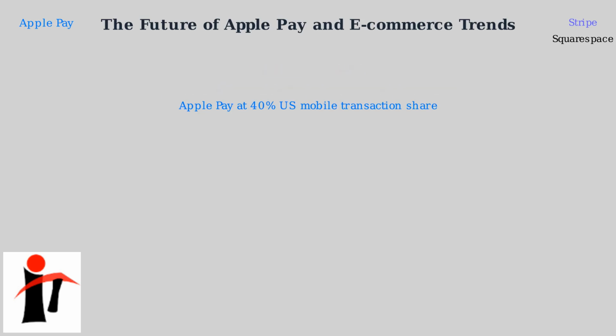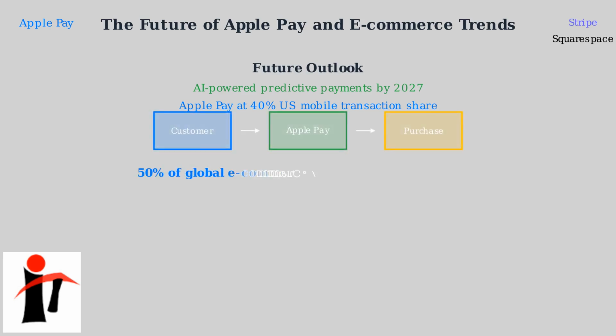Looking ahead, expect AI-powered predictive payments, where systems anticipate customer needs and suggest optimal payment methods. By 2027, Apple Pay could integrate installment options based on user history. Stripe forecasts that by 2030, 50% of global e-commerce transactions will use digital wallets. This growth will include expansions into emerging markets and wearable technology.